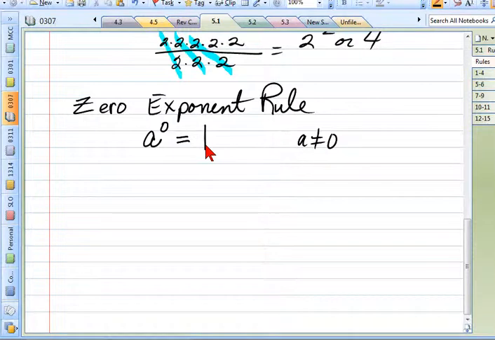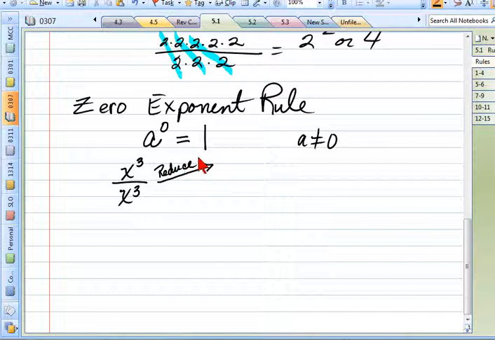All right, this is just a convincing argument. Let's suppose I have x to the third over x to the third. I want to do this twice. The first time, all I want to do is reduce it. What is any number over itself? Just by reducing, we would all say that it must equal 1. So we're not going to just put x, we have to put 1.